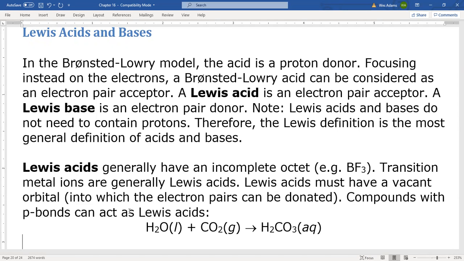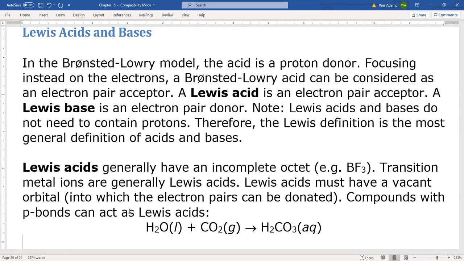Lewis acids usually have an incomplete octet. For example, boron or beryllium compounds tend to be Lewis acids because they have vacant orbitals in which electron pairs can be donated. Compounds with pi bonds can also act as Lewis acids, like carbon dioxide is a Lewis acid.